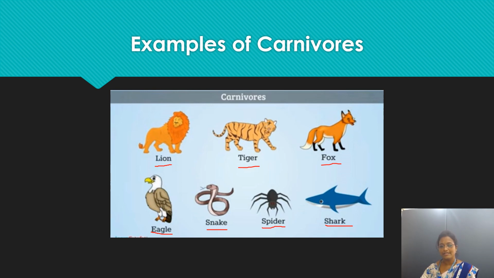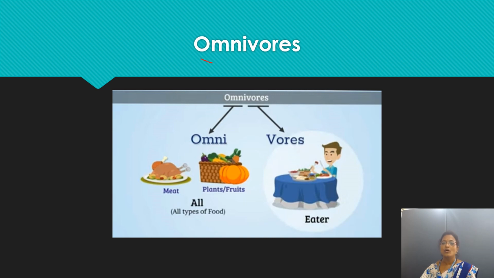Next is omnivorous. Here omni means all types of food, either plant product or animal product. So the animals which eat both plants as well as the flesh of other animals are called omnivorous.